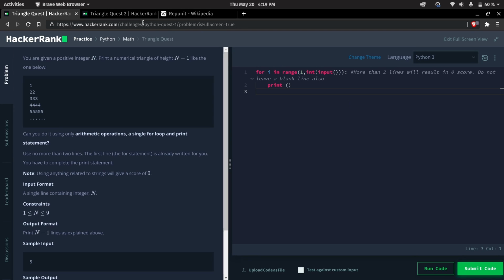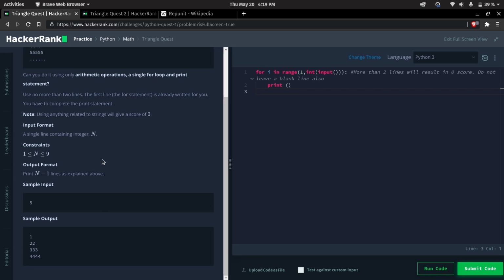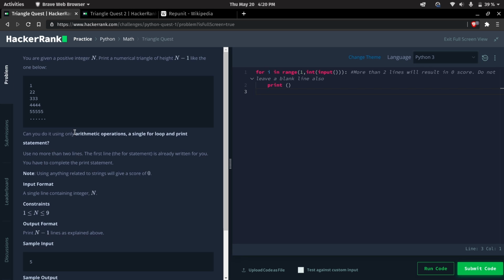So I was going through some HackerRank problems and I came across these two interesting problems called Triangle Quest and Triangle Quest 2. Triangle Quest 1. You get a positive integer n and you have to print a triangle of height n minus 1 that looks like this. Generally you would use a nested for loop for this, but the constraints are that you have to only use arithmetic operations and a single for loop.